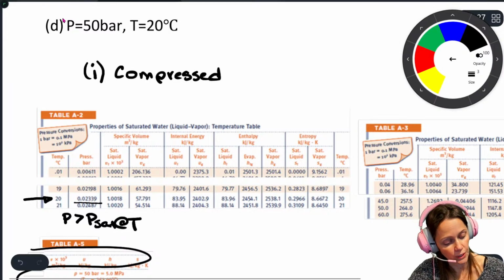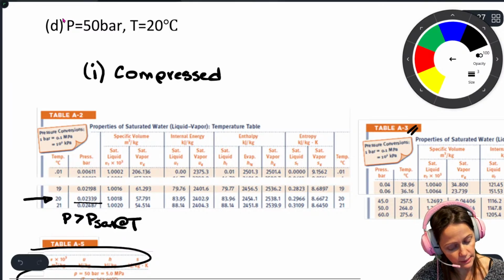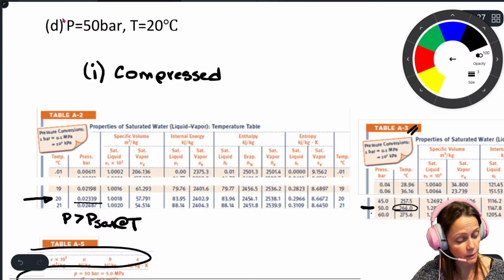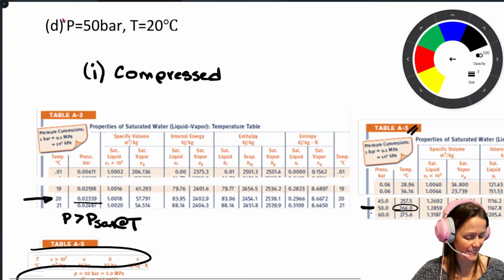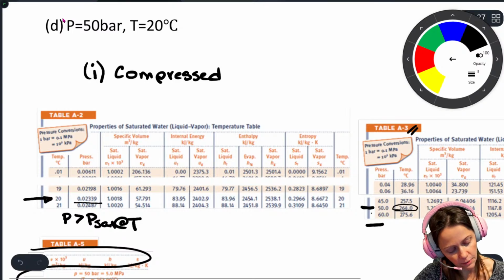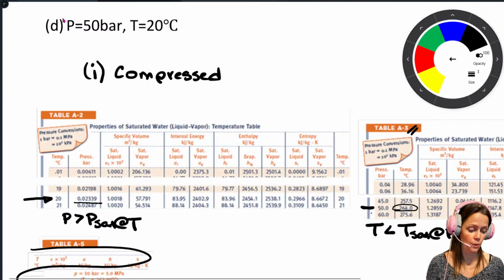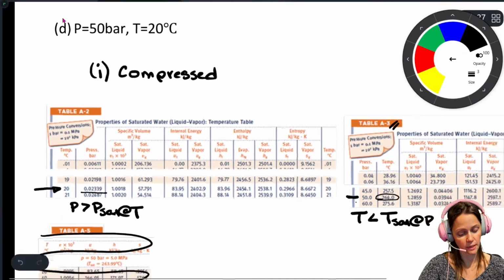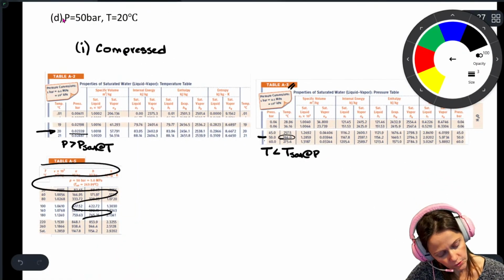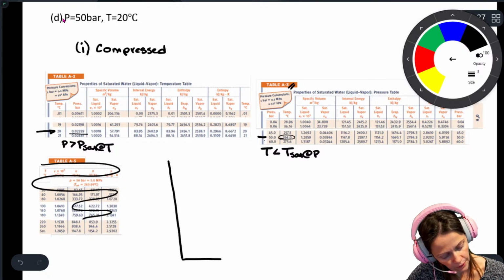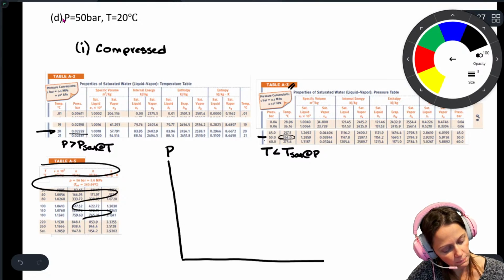Alternatively, we could look in table A3 and see that, okay, well, at 50 bar, if it was going to be saturated, my temperature would have to be 264, and clearly our temperature is less than that. Our temperature is less than the saturation temperature at our pressure of 50 bar. So both of those things would tell us it was compressed. All right, so let's go ahead and get our PV diagram.